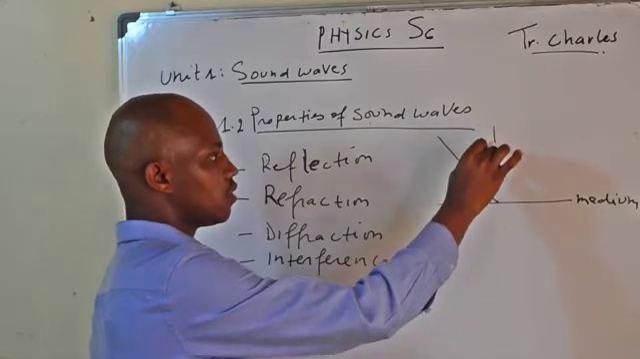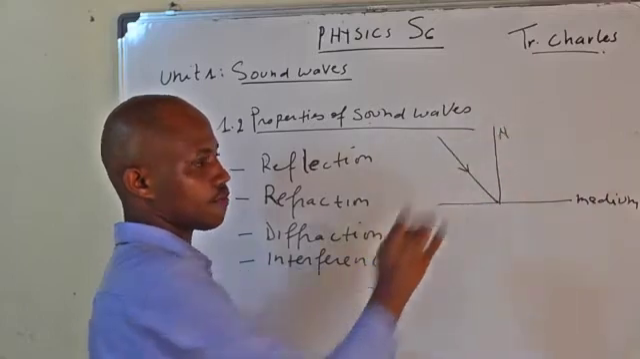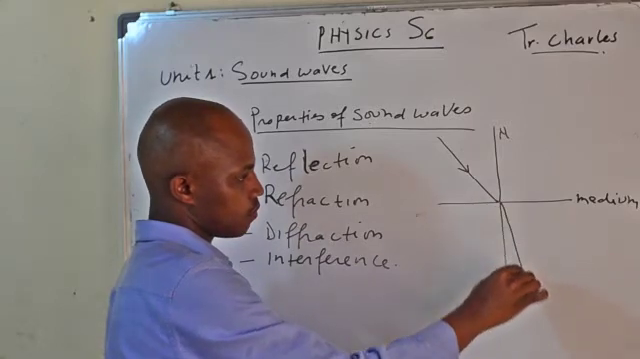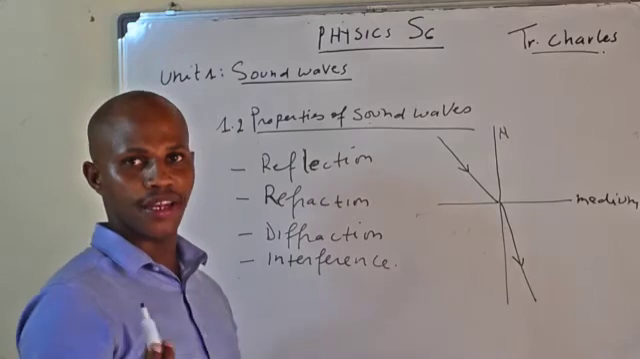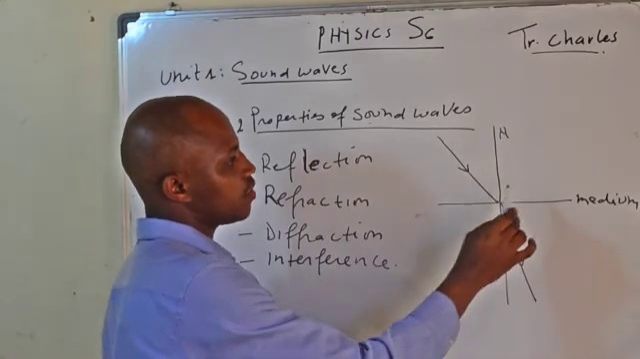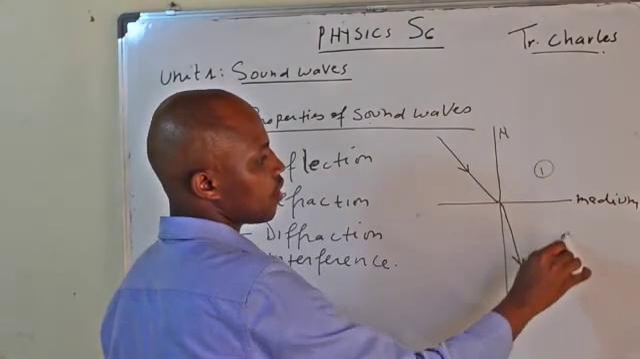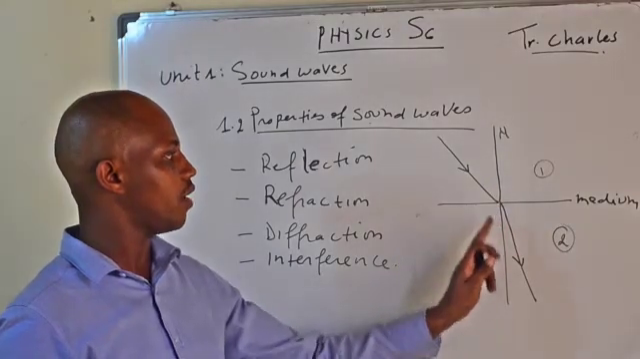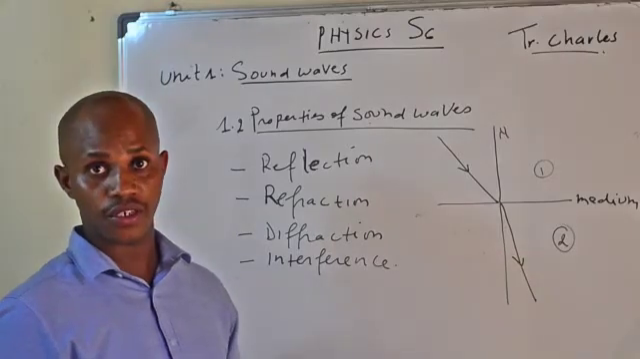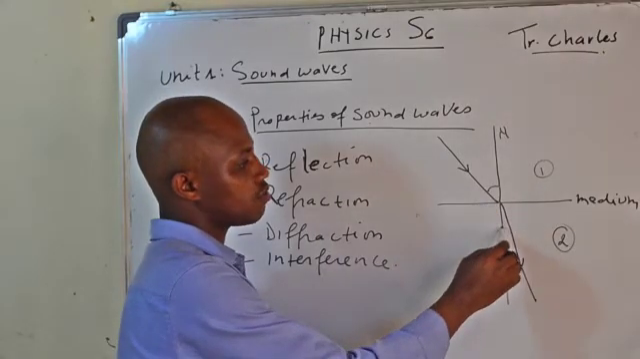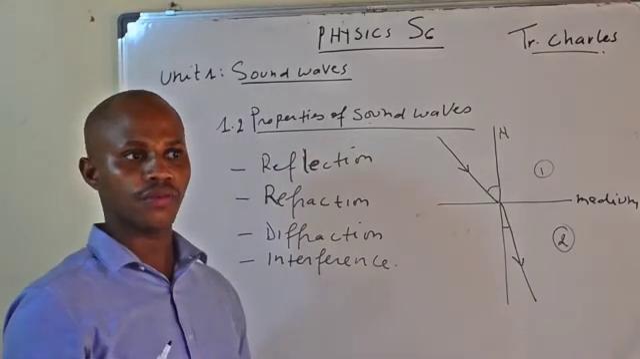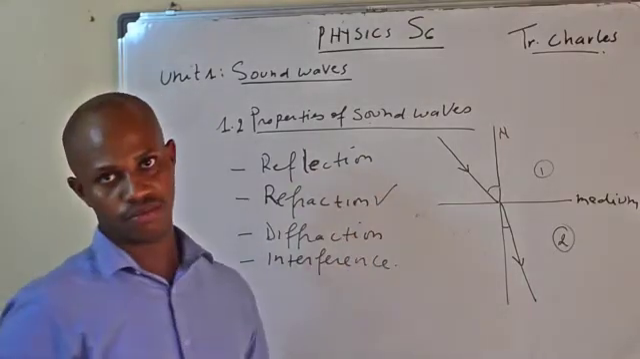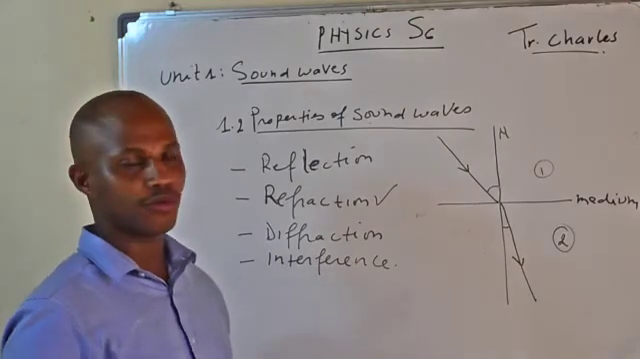We have an imaginary line, we call it the normal line. Instead of going back, it bends from the first medium, medium 1, to medium 2. After bending, don't you see the angle between the normal line and this wave, and the normal line with this wave? They are different, because this one is big, this one is small. So the bending of a sound wave after meeting a medium it passes through, that's what you call refraction.